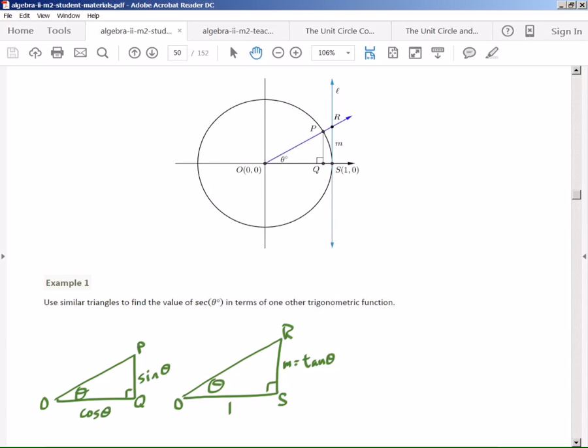Omar, do you have another one? OP is also 1. Very nice, very nice. Okay, so now we're just missing one more side. You got the cosine, which was this right here. You have the sine, which was this one right here. And you got the tangent, which is this one right here. The only side we have left is this one. OR, which is this side right here.